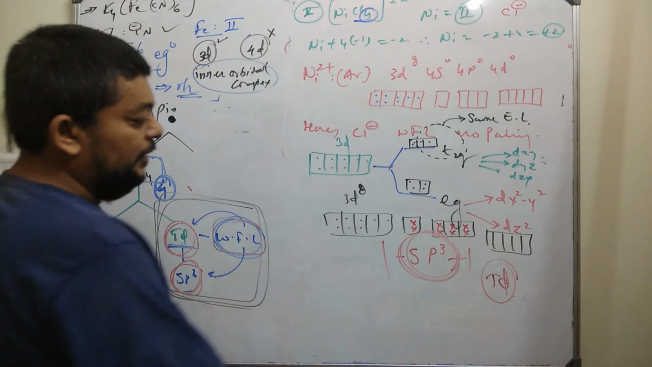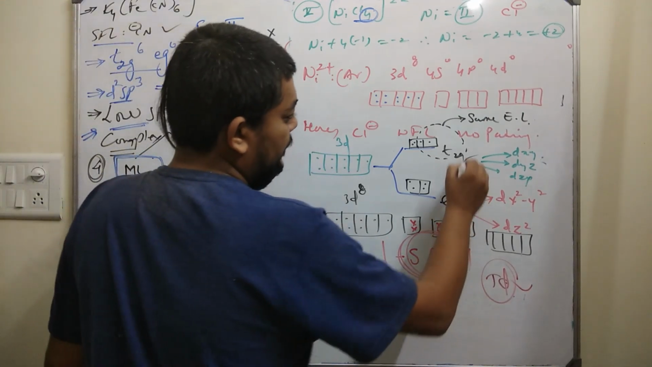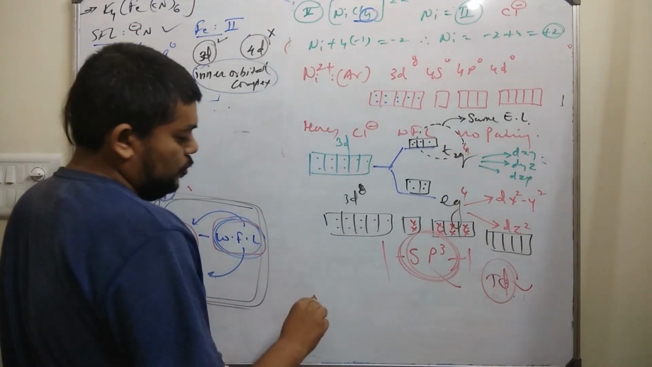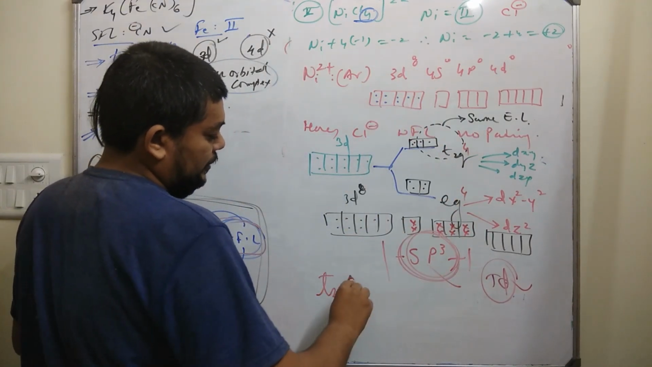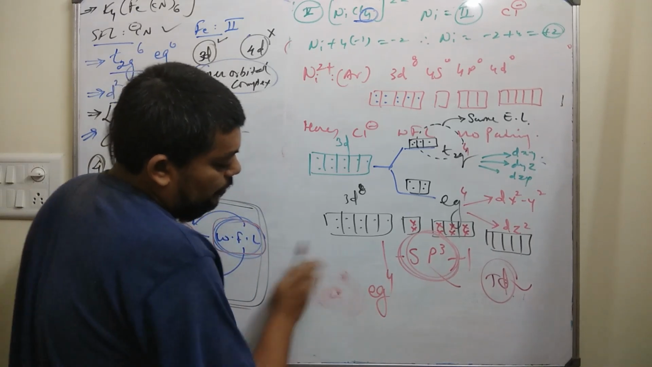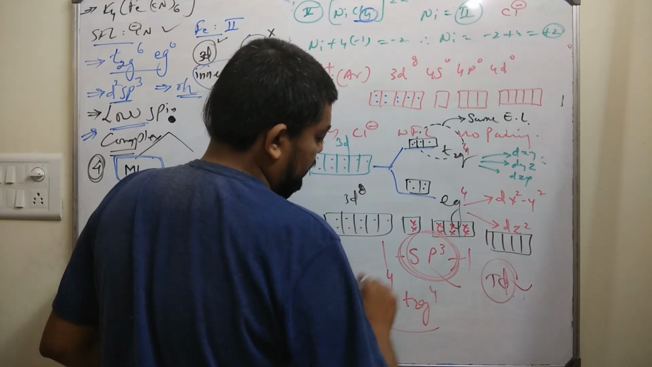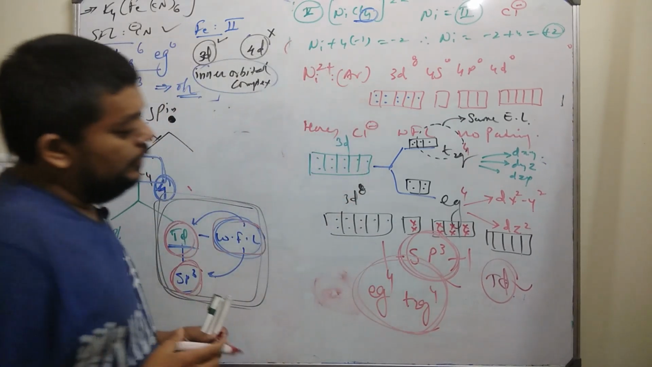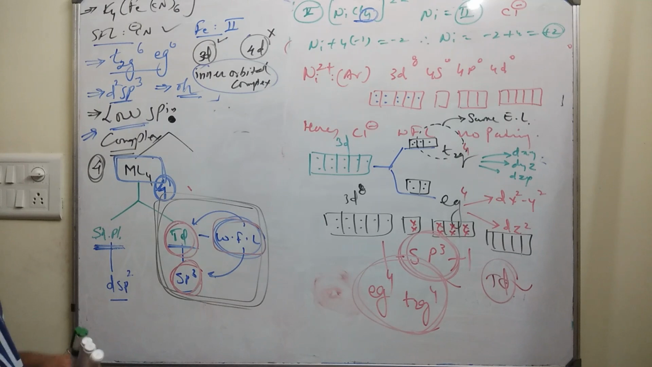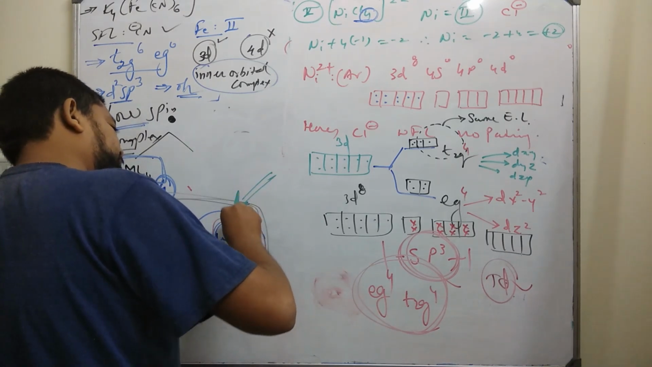So I know the geometry, I know the hybridization, yes, eg4, t2g4. So the new electronic configuration in the format of eg t2g is now known to me. I'll write eg4 first, t2g4 then. So friends, hope you are getting it. So this was the third thing that I came across.